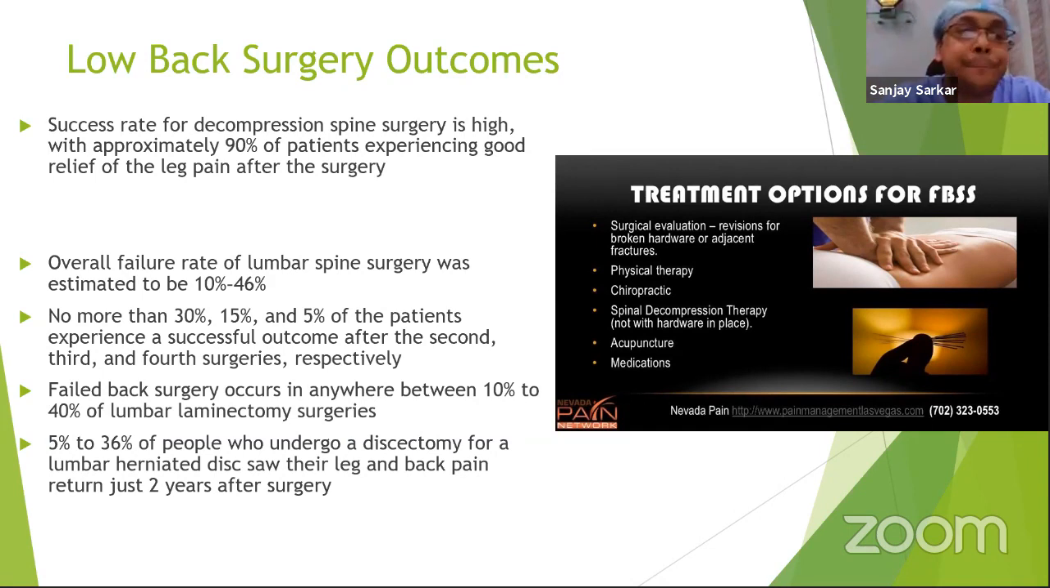Again, they started to have back pain, hip pain, pelvic dysfunction, thoracic pain. So you take out a function from one segment, the function from the up and down segments will also go, right? So you are aware of that. That's actually what has happened. Now, look at the rest of the bullet points. Overall, the failure rate of lumbar spine surgery was estimated to be close to 45%. Nearly half of the spine surgeries have failed. Then the next bullet point: 30, 15, and 5% of the patients experience a successful outcome of back surgery after second, third, and fourth surgeries. Voila, it's nothing new, right?